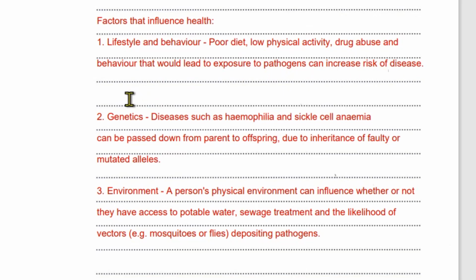2 would be genetics. So diseases such as hemophilia and sickle cell anemia can be passed down from parent to offspring due to inheritance of faulty or mutated alleles. This wouldn't be restricted to just those that are hereditary, well, hereditary in terms of inheriting alleles, but the risk of the disease could also be passed on from generation to generation. A very good example is diabetes and certain types of cancers.